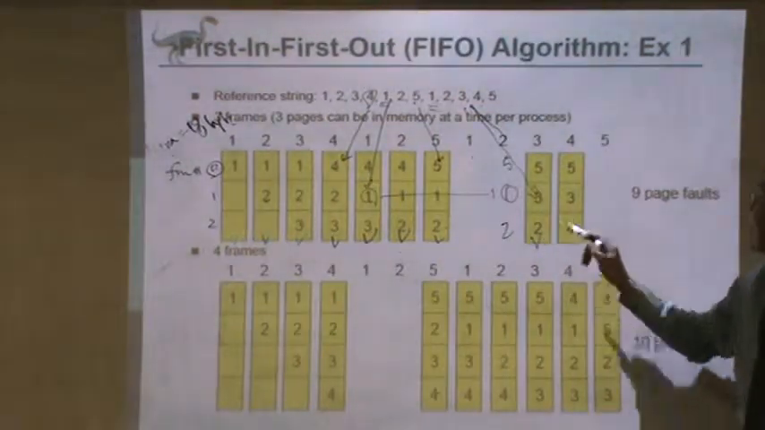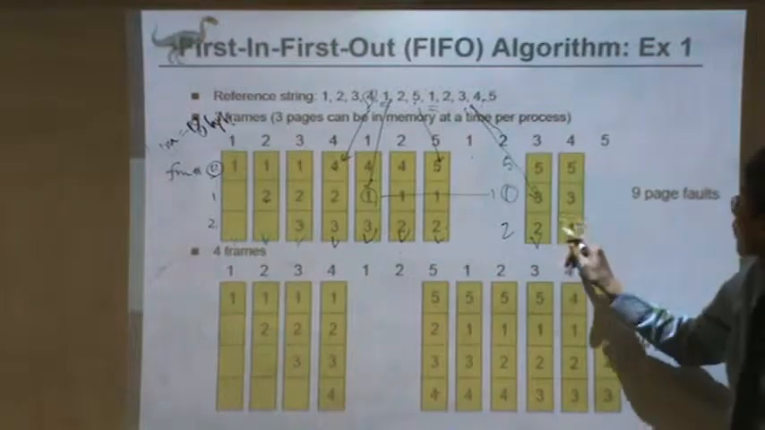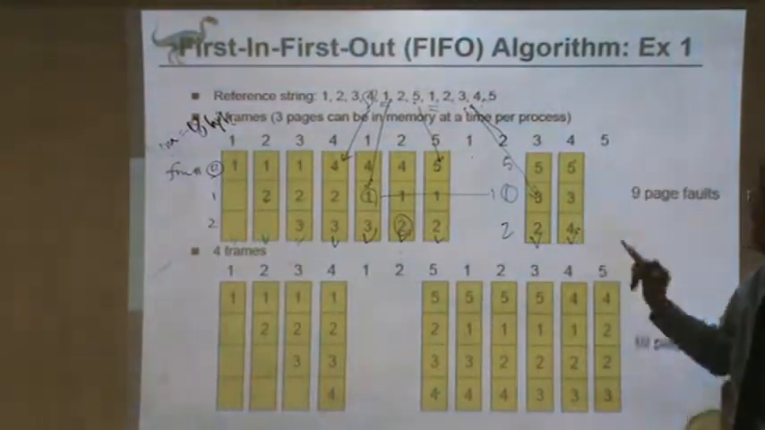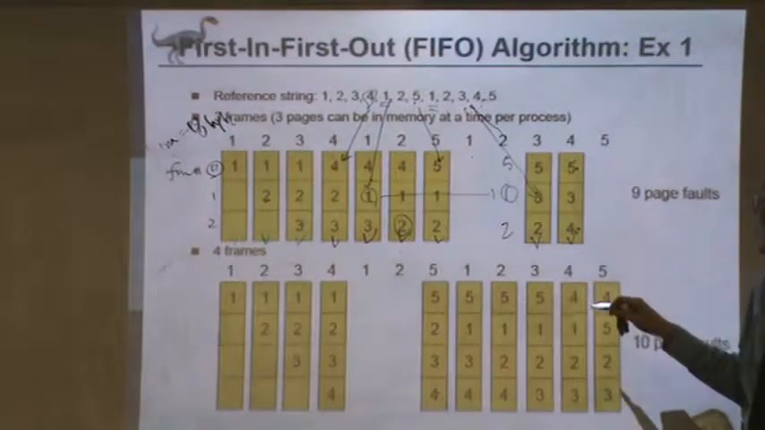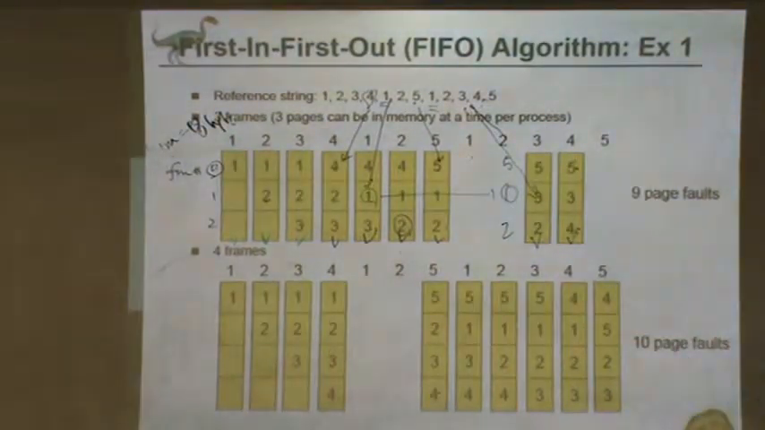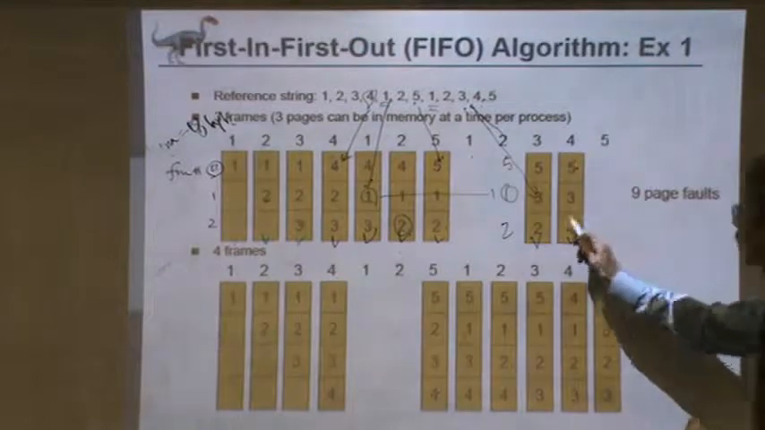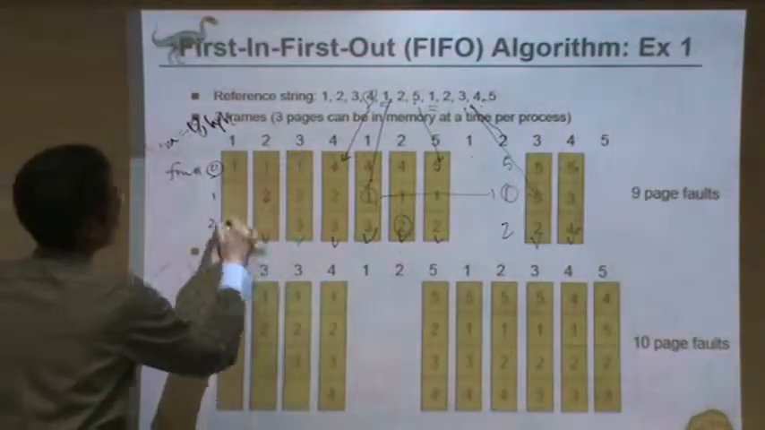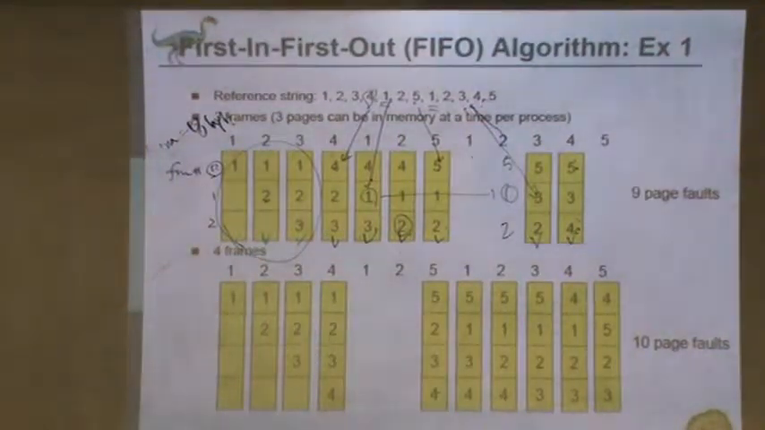It's a page fault. And the next 4, we need to bring in this one. All this one, and 5 is here. So how many page faults in this case? 1, 2, 3, 4, 5, 6, 7, 8, 9 page faults. Many of the students forgot actually the first. This is also a page fault. So this is first in, first out.